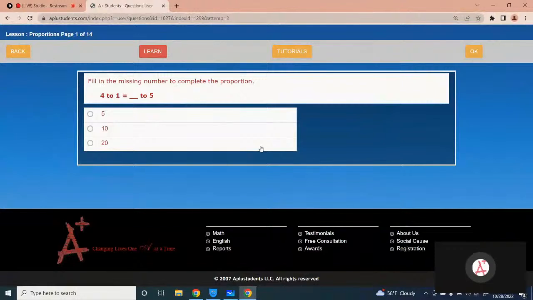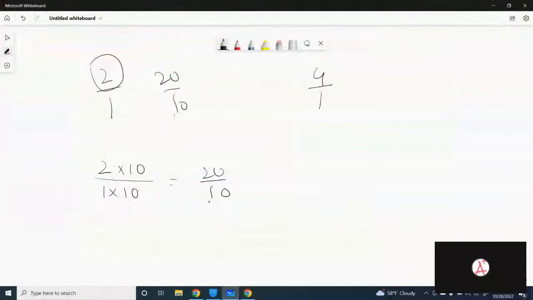Okay, find the missing number: 4 to 1 and the missing number to 5. So it is 4 to 1 and the missing number to 5. 4 over 1, the missing number over 5.